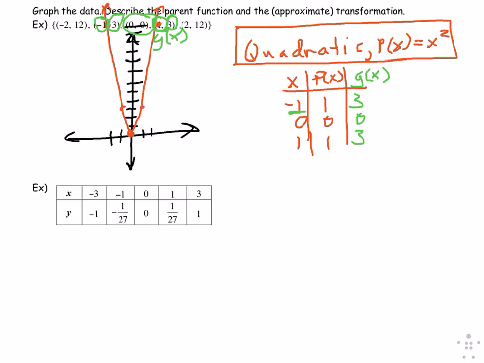Well, the x-coordinates were the same, so it wasn't a horizontal transformation, but it was the y-coordinates that were modified. So it went from 1 to 3, 0 to 0, 1 to 3. So it's not add by 2 because then 0 should go to 2. But so it's not addition or subtraction, it must be multiplication since 0, when you multiply that by any real number, you just get 0. So to get from 1 to 3, we must have multiplied by 3. So vertical stretch by 3 is going to be the approximate transformation. In this case, it's the exact transformation.